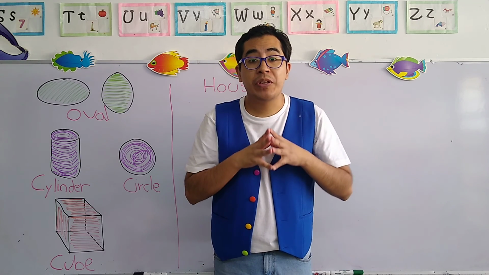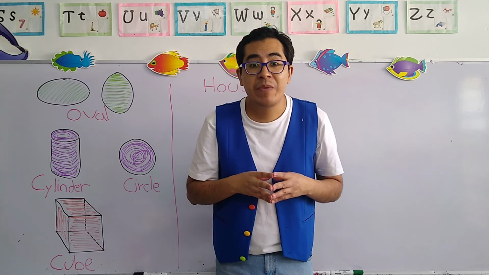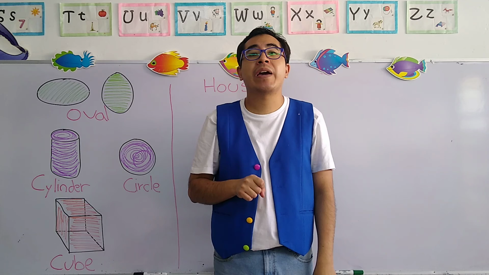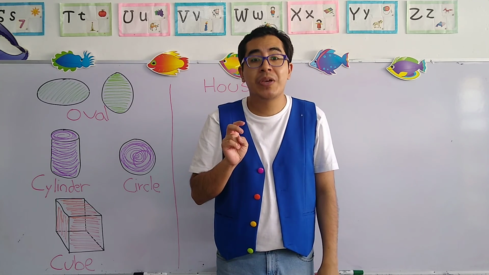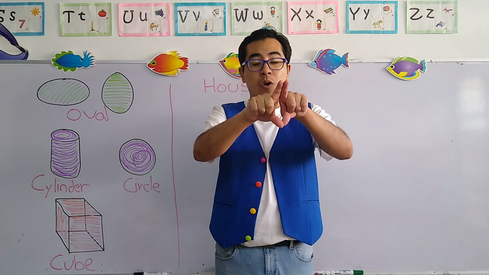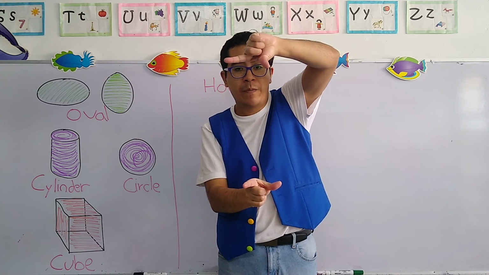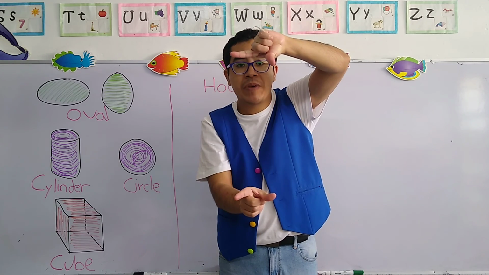Now continue with the geometric shapes. We also had the square. Remember the square? And finally, we had the rectangle. Remember, there are two types of rectangles. The one that is in horizontal form or the one that is in vertical form, like a building, la forma de un edificio, that is the rectangle.